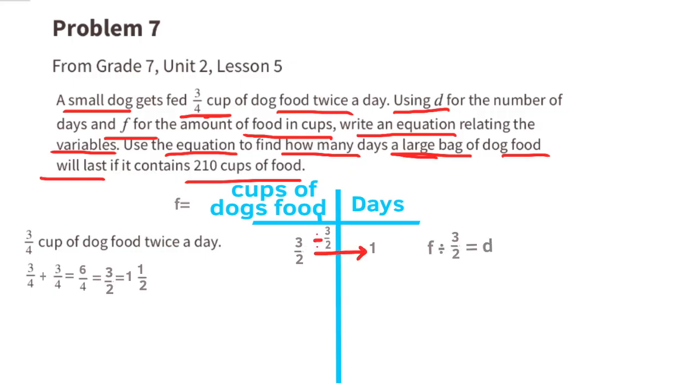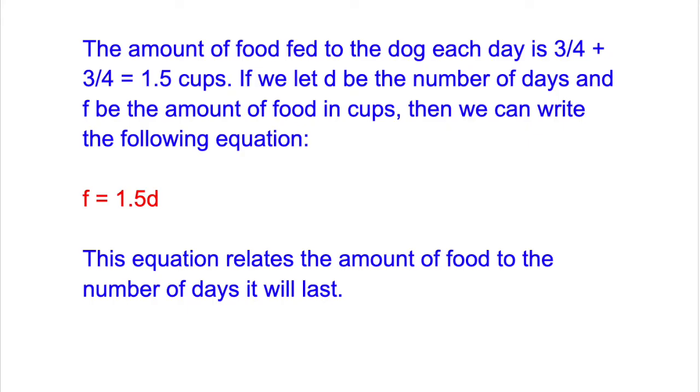The amount of food divided by 3/2 equals the number of days. In this example, 3/2 divided by 3/2 equals 1, so that would be 1 day. This also means that 3/2 times the number of days equals the amount of food. They want to know how many days 210 cups of dog food will last. 210 cups divided by 3/2 equals 140. So 210 cups of dog food will last 140 days. I've written this out on the next 2 slides, so you can pause each of them if you have to.